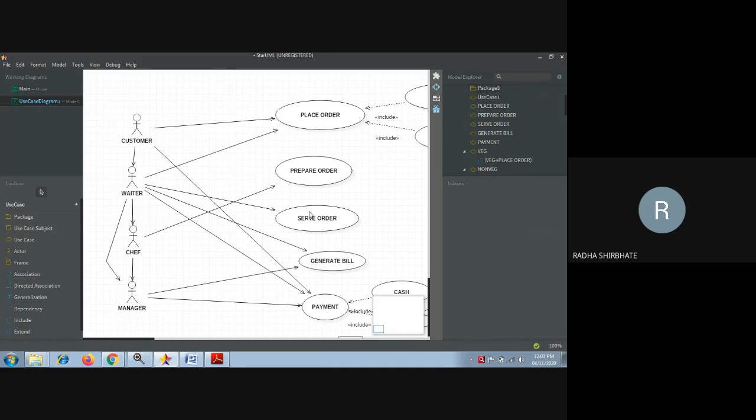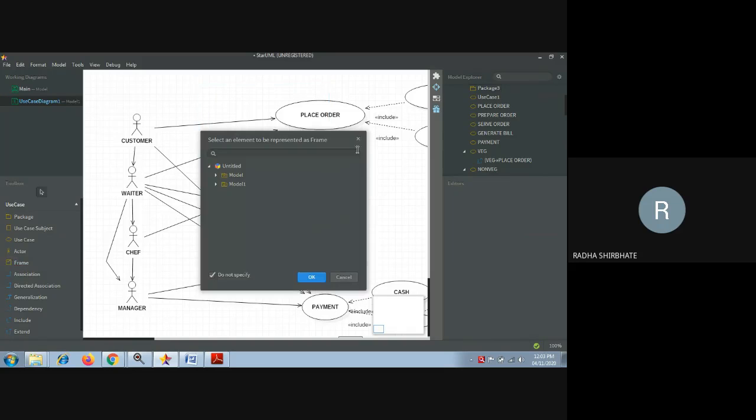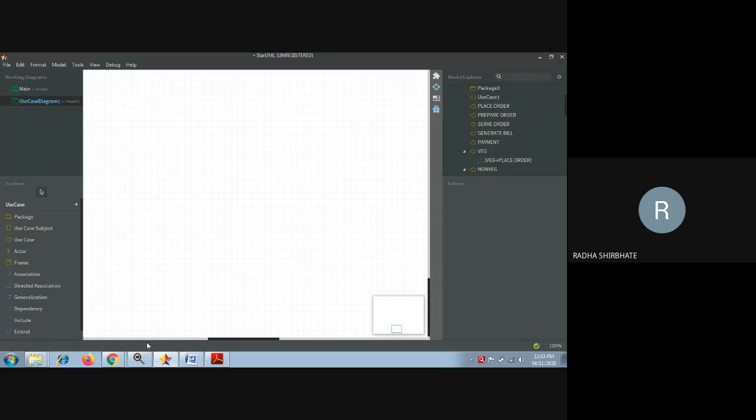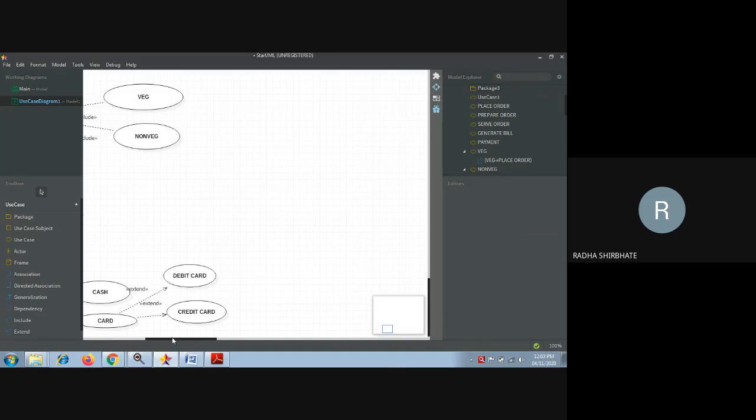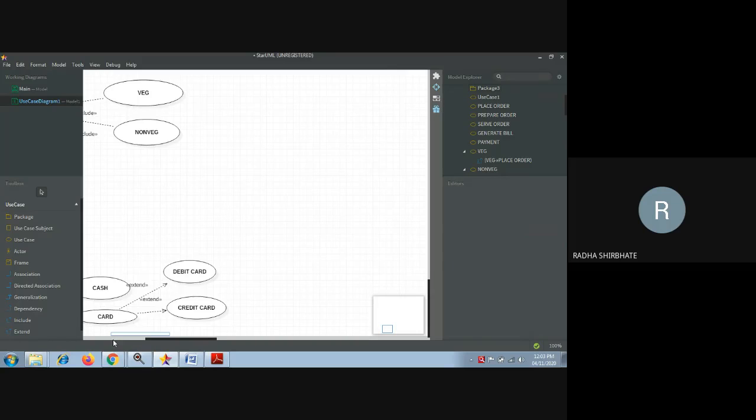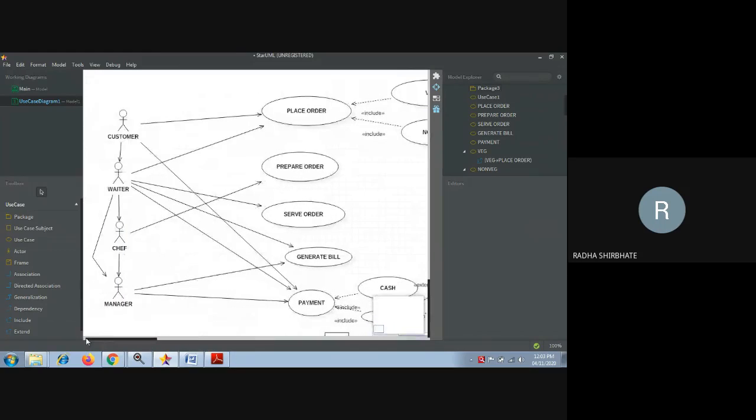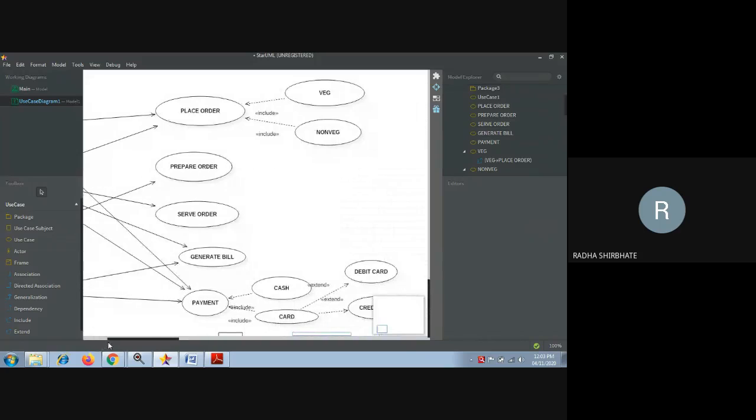So this is your use case diagram for the food ordering system. Clear? If you have any query, you may ask me anytime. Clear? Thank you.